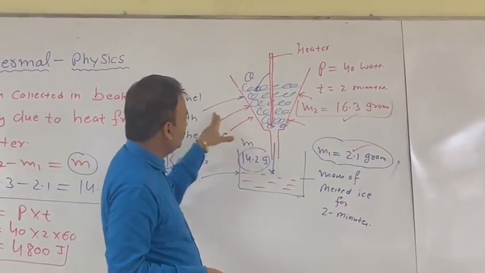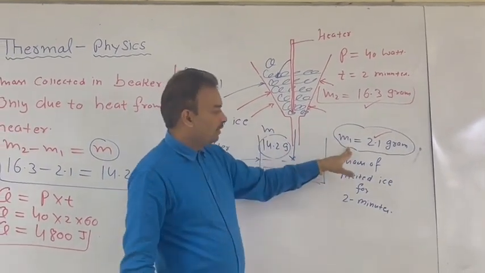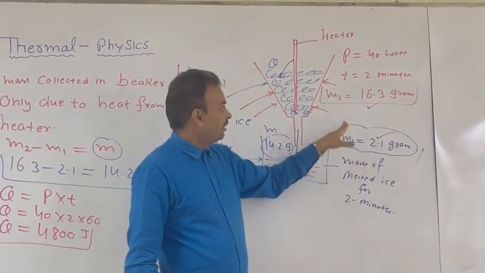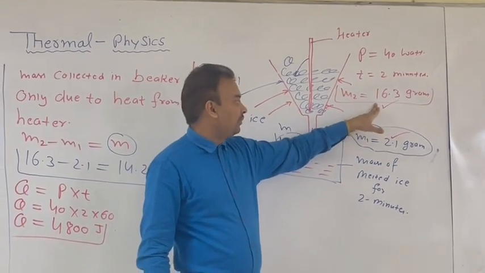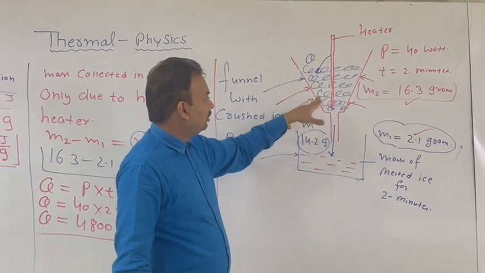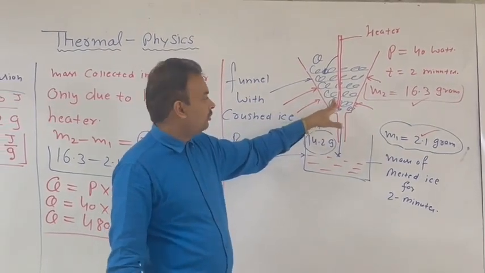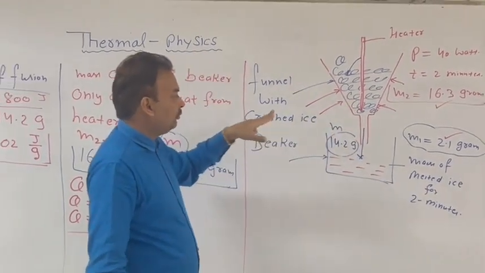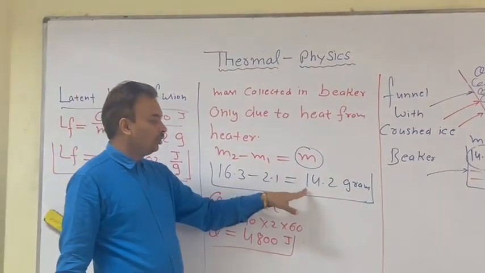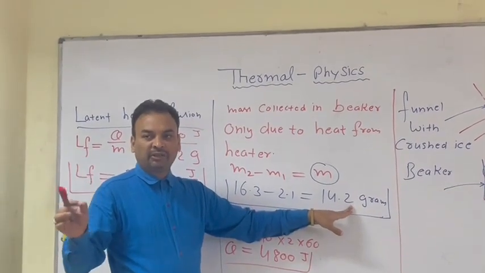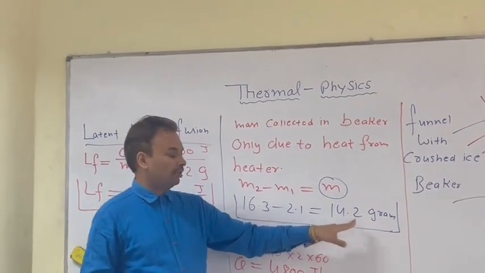So in the first case, only the surrounding is melting, giving this mass M1, and heater plus surrounding are giving this mass 16.3 gram. And if we want to calculate the mass collected in the beaker only due to the heater, that means M2 minus M1, so we will get 14.2 gram mass collected in the beaker only due to the heat from the heater, right?